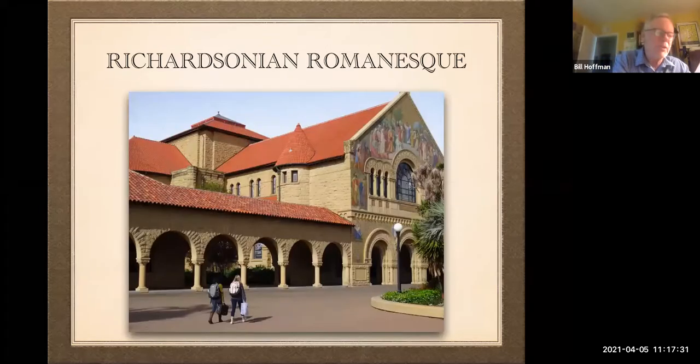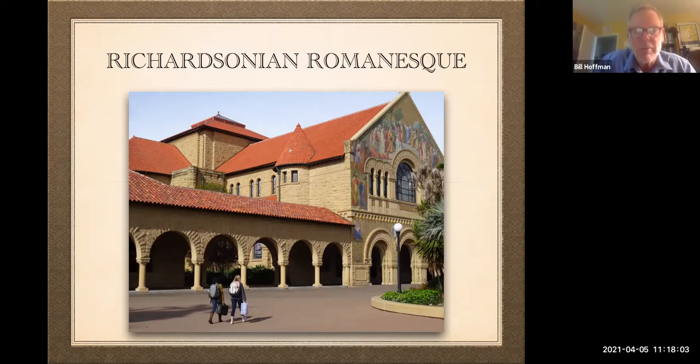Here's another beautiful example of the Richardsonian Romanesque. Look at the small columns and the rounded arches, and the heavy masonry above the arches. You know, the Romanesque style spread through Europe before Gothic, and they put very small windows in for a good reason. Because these buildings were made of stone, if they had too many windows, they would collapse because they didn't have steel to support them. This is Stanford University, by the way.